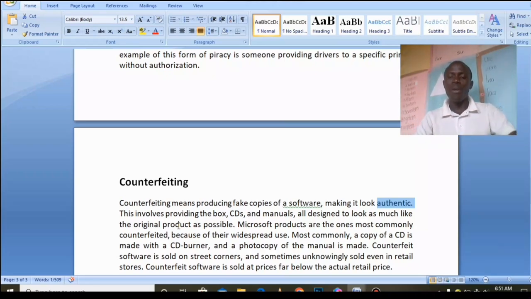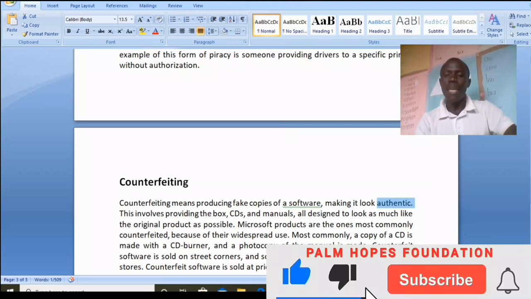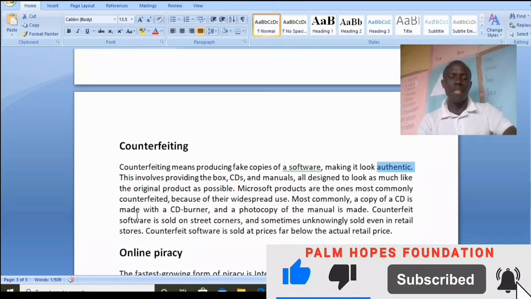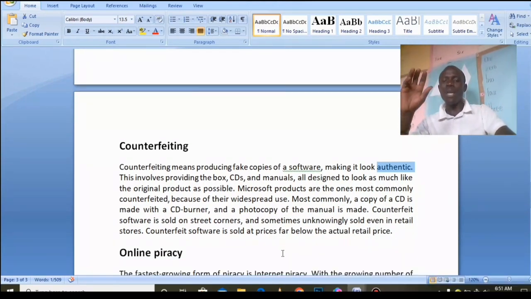Most commonly, a copy of the CD is made with a CD banner, and a photocopy of the manual is made. Counterfeit software is sold on street corners and sometimes unknowingly sold even in retail stores. Counterfeit software is sold at prices far below the actual retail price.